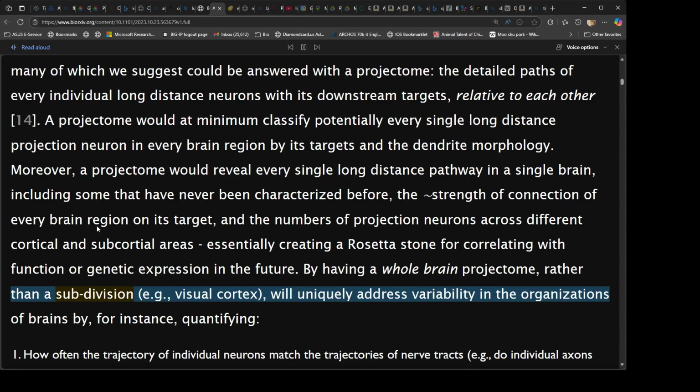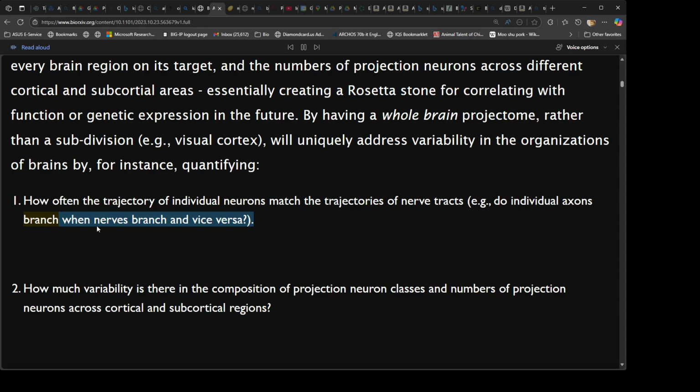By having a whole brain projectome, rather than a subdivision, e.g., visual cortex, we will uniquely address variability in the organization of brains by, for instance, quantifying how often the trajectory of individual neurons match the trajectories of nerve tracts, e.g., do individual axons branch when nerves branch and vice versa?